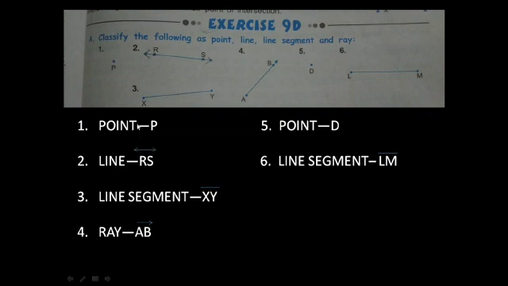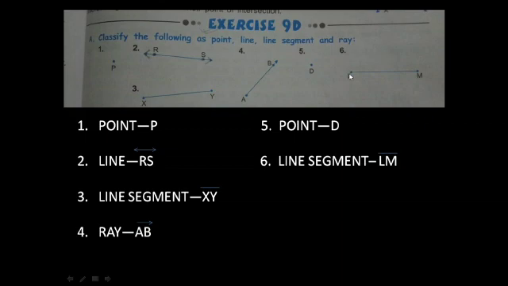Then third, you can see here it has 2 fixed points X and Y. So it is a line segment. You will write XY and put a bar above it. Then fourth, you can see here one point is fixed and B point we can extend it. So it is a ray. So you will write ray AB and you will put a line and then one side arrow mark. Fifth, you see it is a point where D is written. So it is point, you will write D.